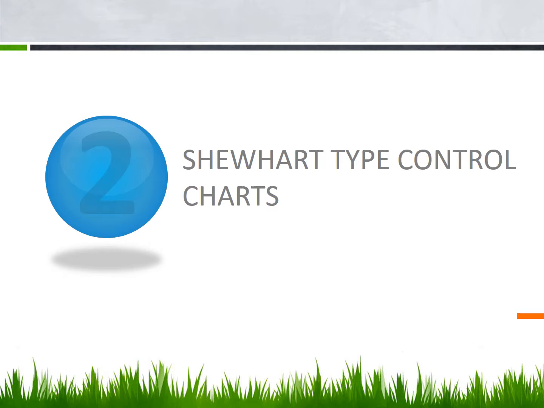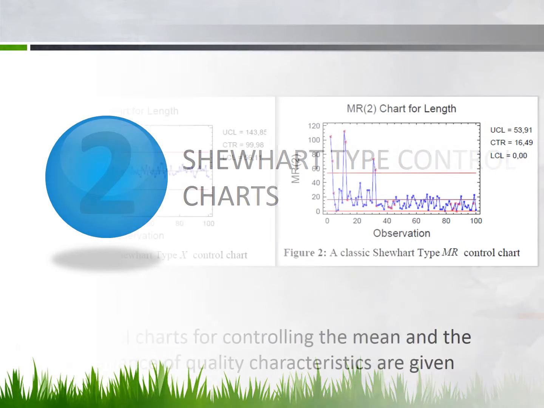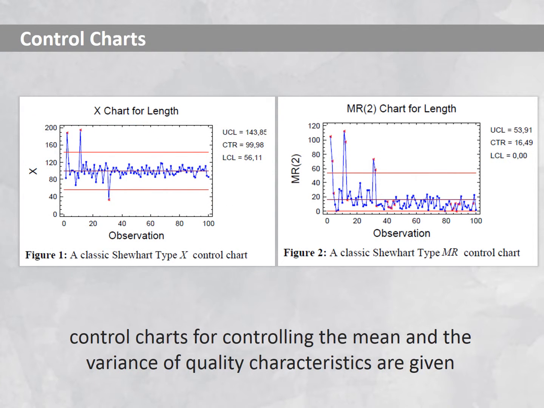A Shewhart type control chart is a graphical display of a process or a product quality characteristic that has been measured or computed from a sample versus the sample number or time. The basic characteristics of a univariate process control chart are the central line, CL, the upper control limit, UCL, and the lower control limit, LCL.